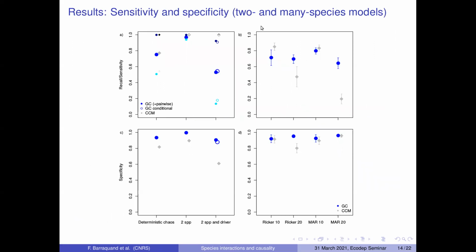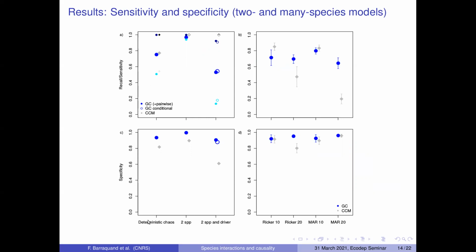So I go back now to two species models and pairwise Granger causality testing. On the right panels, you see the sensitivity and specificity for our two species models. So I have deterministic chaos, two species competition, stochastic two species competition, and two species competition and a driver, which means forcing by this green temperature variable.